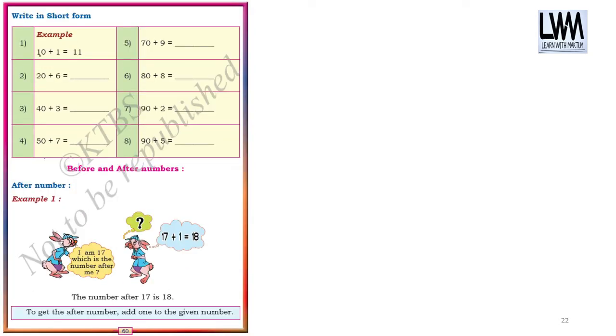Write in short form. So 10 plus 1 will be 11. The same with 26. Write 2, then 6. Then 43. Write 4, 3. That is 43. Then this one 50 plus 7, write 5 and 7. 57. Then 70 and 9. It will be 7, 9. That is 79. Then 80 plus 8. Write 8 and 8. It will be 88. Can you do the remaining 2?